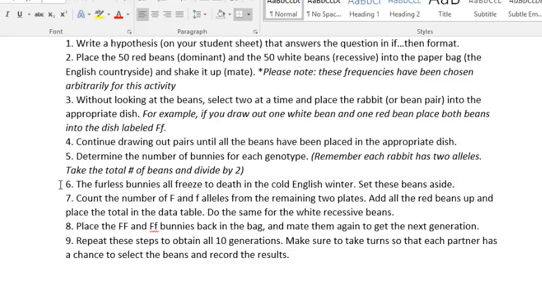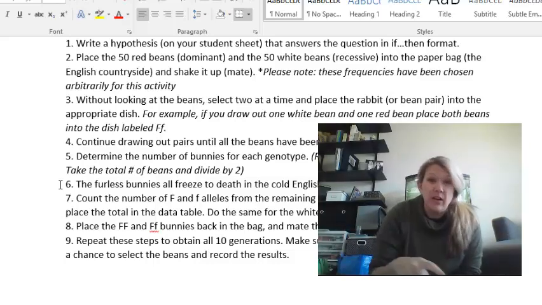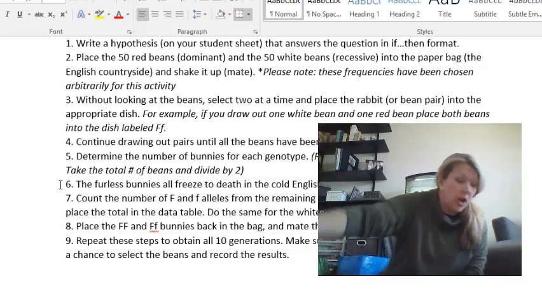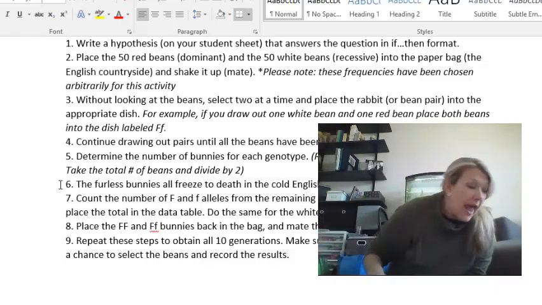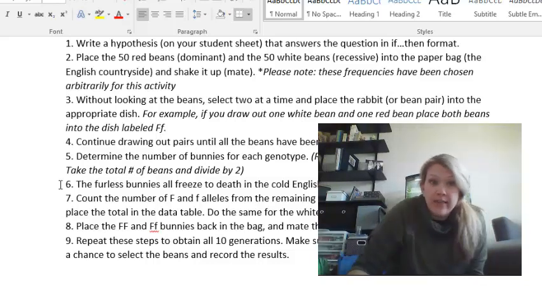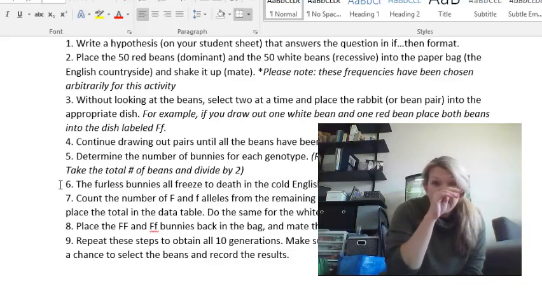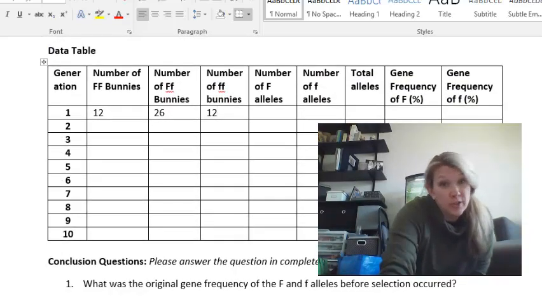Okay. So now I'm ready for number 7. It says count the number of big F, which is my red, and my little f alleles from the remaining 2 plates. So now that I've discarded my double recessive white bunnies, I'm going to count the number that are left. Okay, so I'm going to add up all the red beans, and then I'm going to do the same thing for the white ones. Now, here's a little trick.